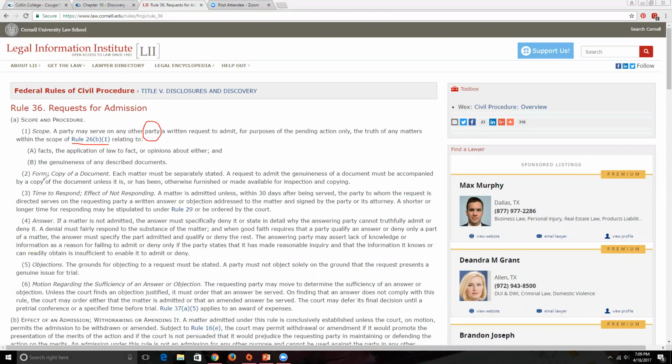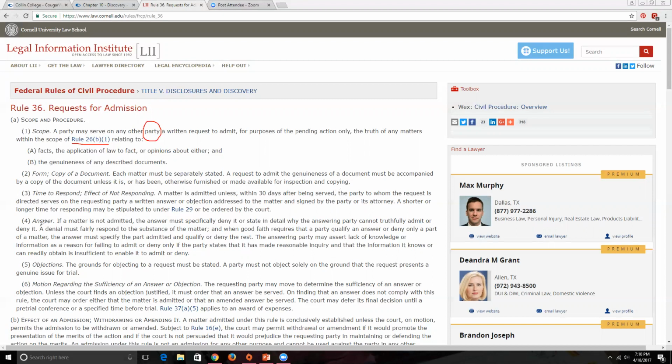So what is the form of a request for admission? Each matter must be separately stated. That's why we can't have compound requests for admission. A request to admit the genuineness of a document must be accompanied by a copy of the document unless it is or has been otherwise furnished and made available for inspection and copying. Obviously, you can't admit to the authenticity of a document that you don't share with the other side. That's kind of common sense. And what is the time period? Well, again, it's within 30 days after being served.